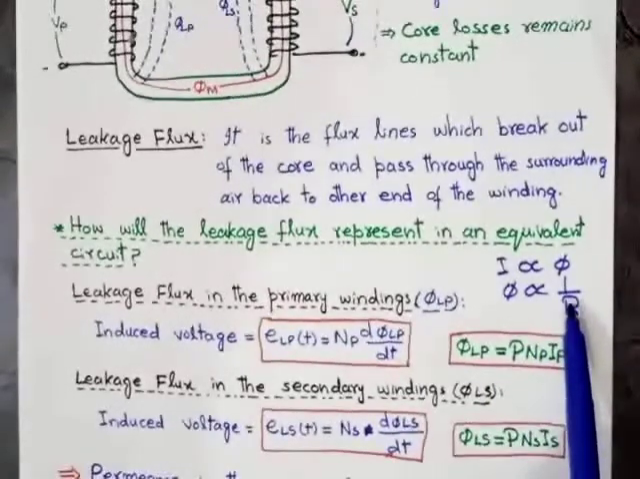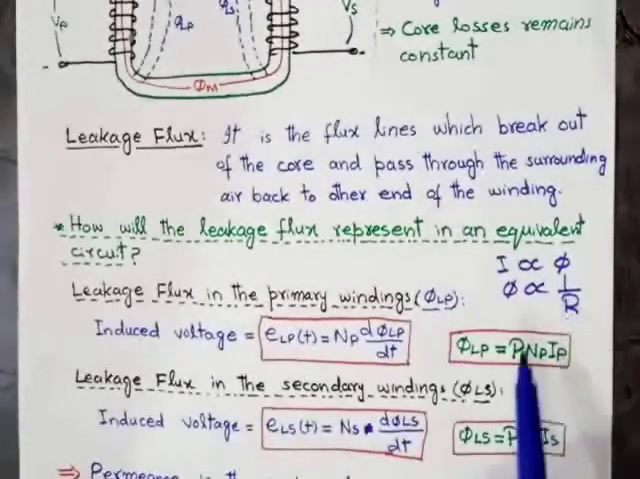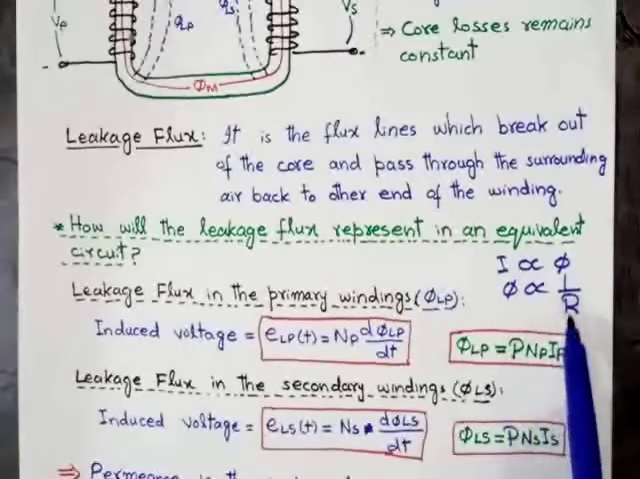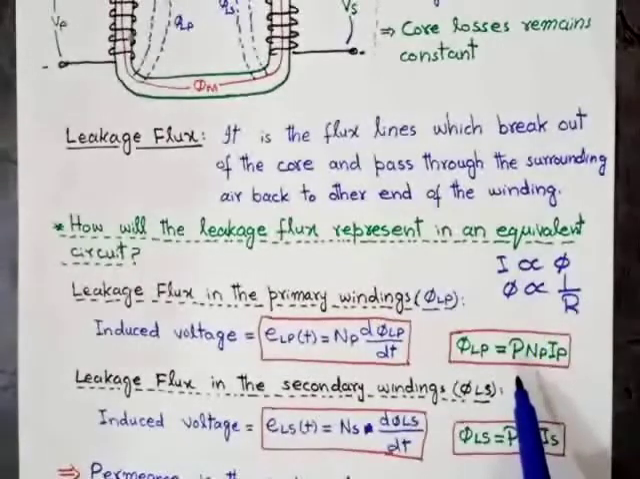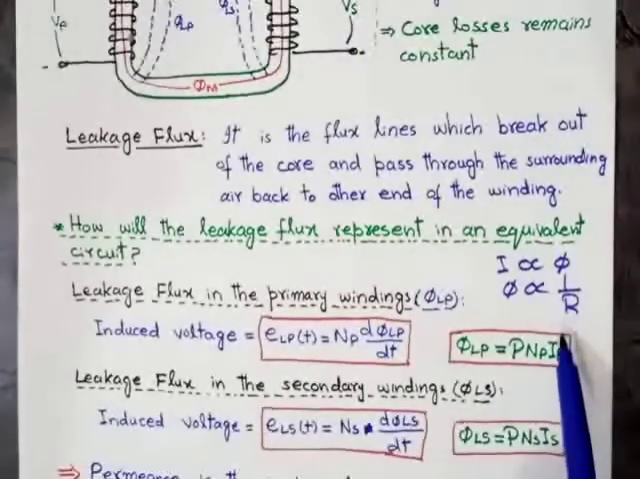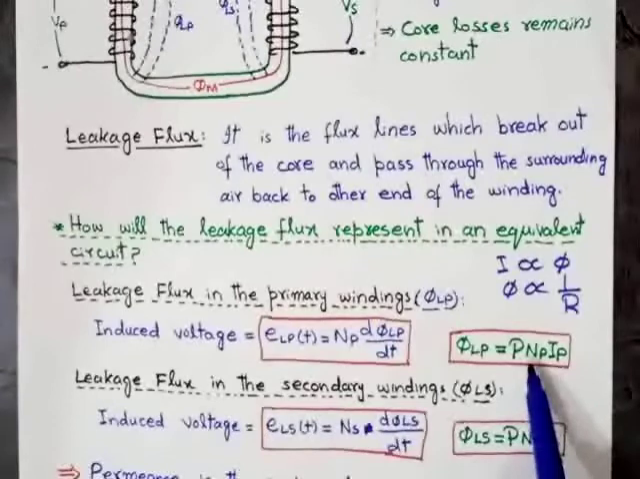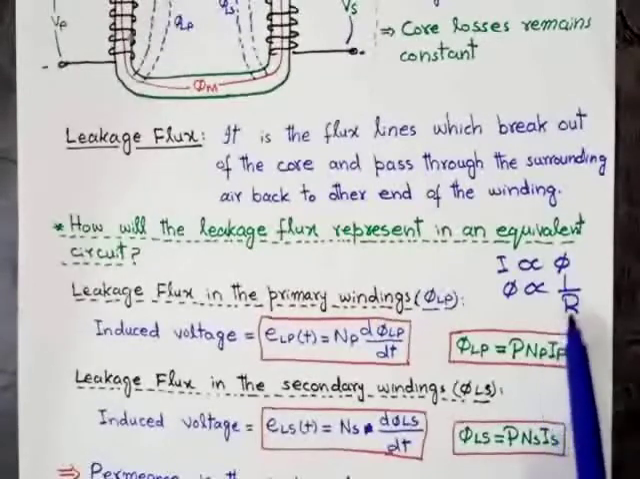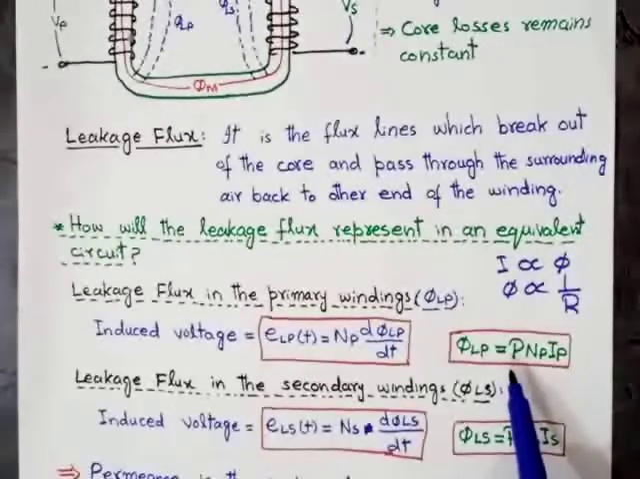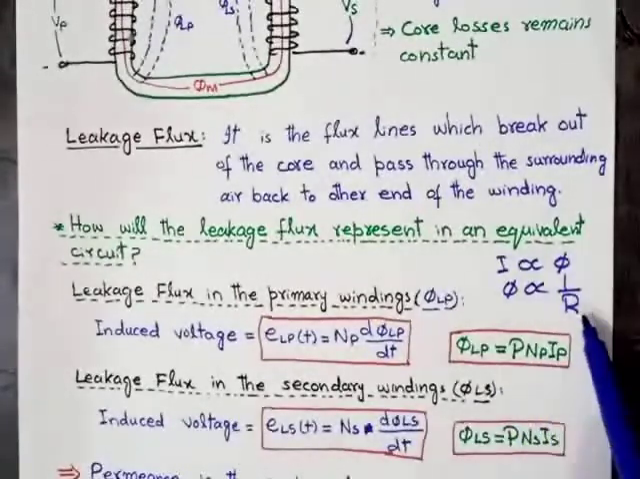As we know, the reciprocal of the reluctance is called the permeance. Permeance is basically the reciprocal of the reluctance. So that's why here we write the permeance P instead of 1 over R. We can write NP IP over R, or 1 over R is basically equal to P, where P means the permeance.